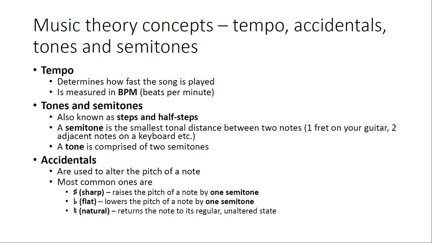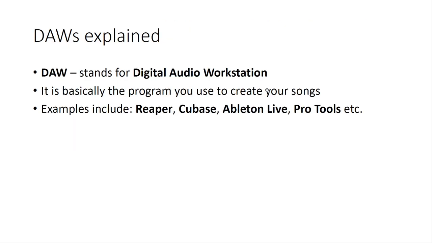You may have also noticed that I've used sharps when naming the notes before. Those are part of what is known as accidentals, which are used to alter the pitch of a note, and the most common ones are the sharp, which raises the pitch of the note by one semitone or a half step, the flat, which lowers the pitch of a note by one semitone, and the natural, which basically tells you to play the note with no alteration. Sharps and flats and naturals are usually used either next to a note or in the key signature, but that's another discussion for another day.